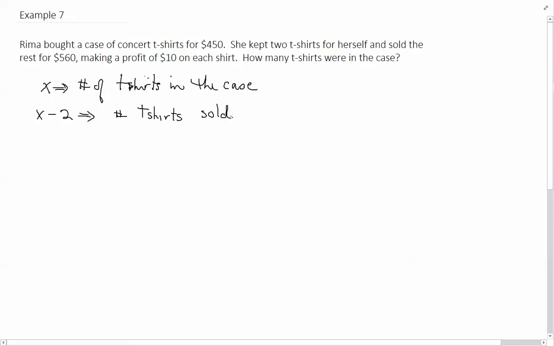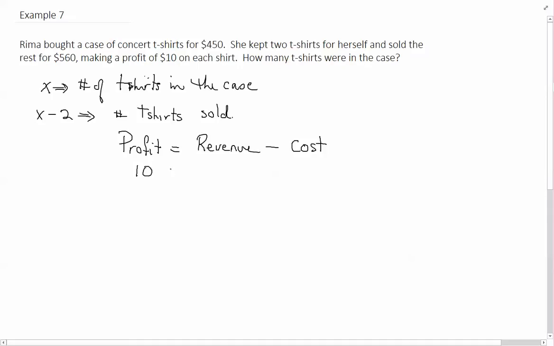And we know that the profit on each shirt is $10. So profit is calculated by taking the revenue that you generate and subtracting the cost. So we know that she makes $10 on each t-shirt. So we're looking at the profit per t-shirt.